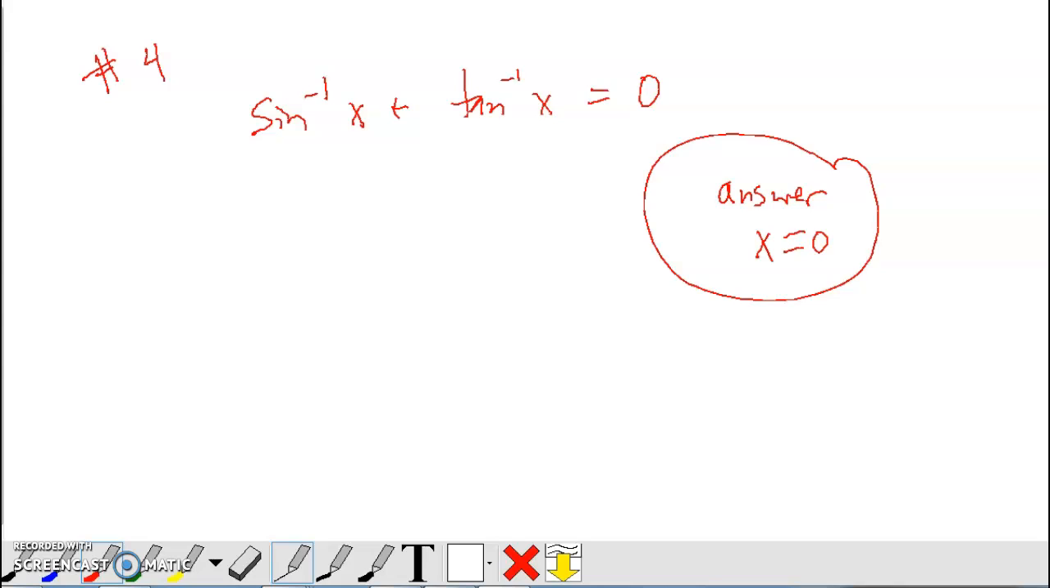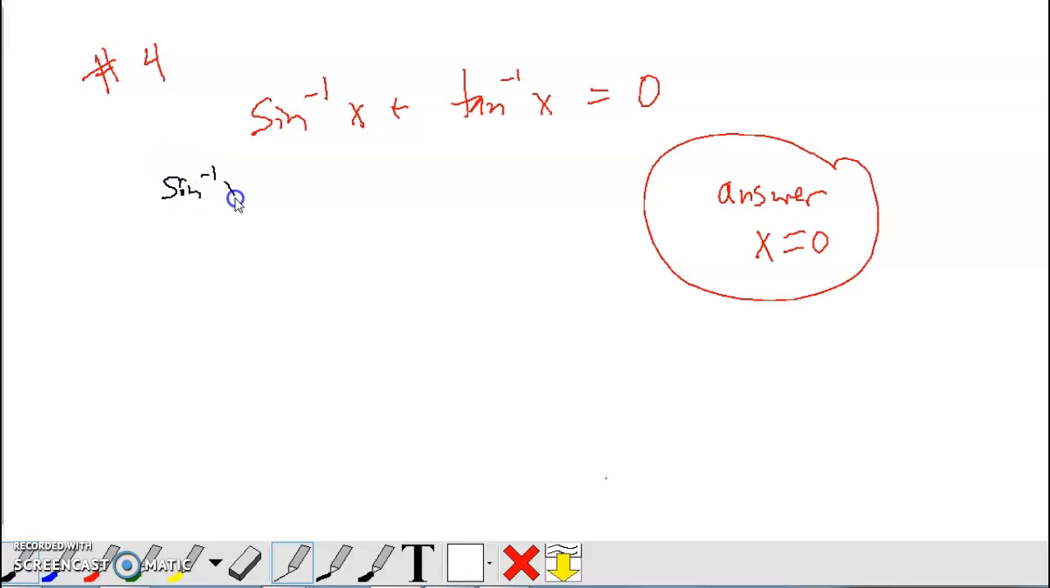Okay, so if you are watching this last part, you want to figure out why the answer is 0. So let's go ahead and figure that out now. Notice that there's no number in front of the x, so we have two choices to make. I'm going to move the tangent over to the other side.